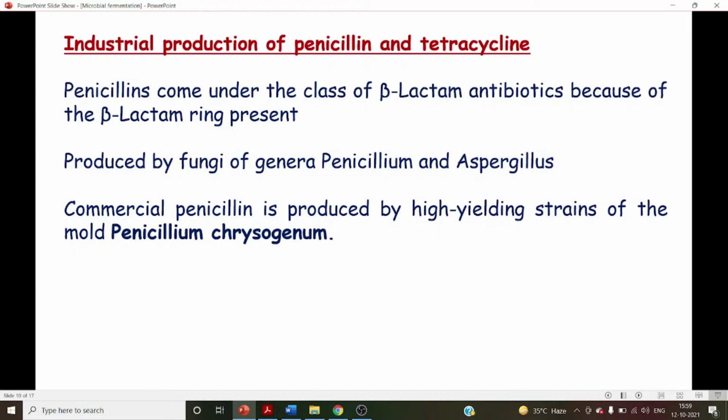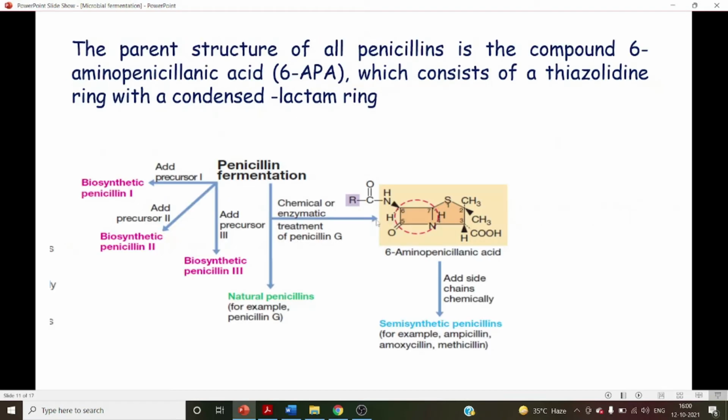Now in this lecture I will discuss industrial production of penicillin and tetracycline. So starting with penicillin first. Penicillins come under the class of beta-lactam antibiotics because of the beta-lactam ring present. All penicillin molecules have a beta-lactam ring in them. So what is this beta-lactam ring?